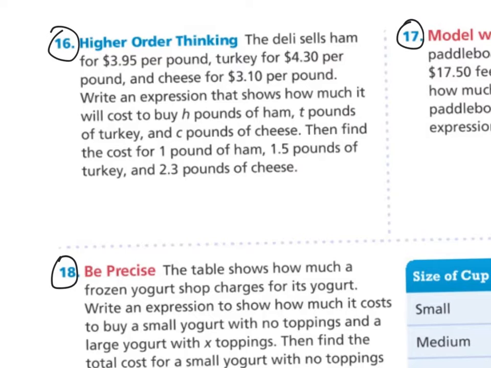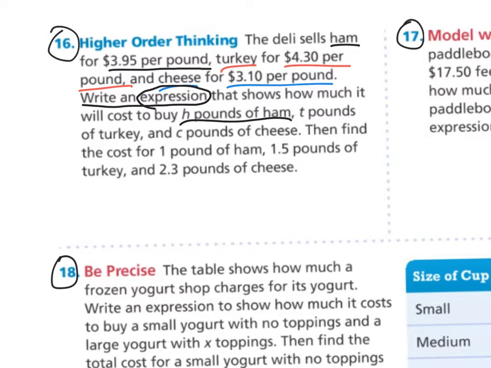Number 16, the deli sells ham for $3.95 per pound, turkey for $4.30 per pound, and cheese for $3.10 per pound. Write an expression that shows how much it will cost to buy H pounds of ham, T pounds of turkey, and C pounds of cheese.